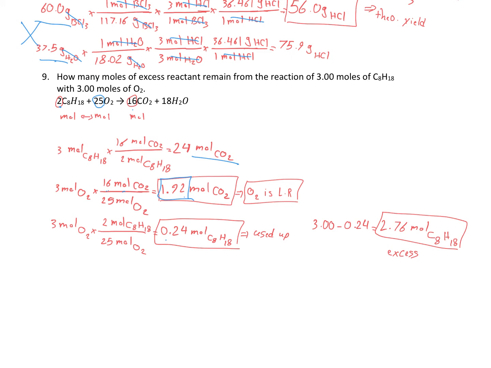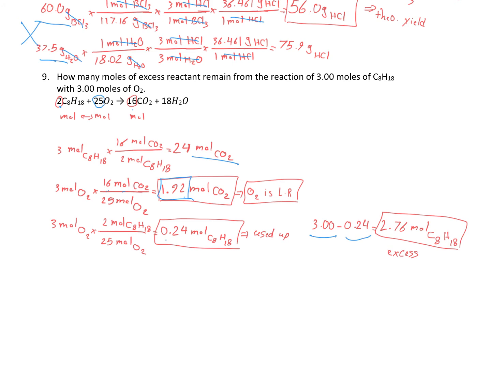Okay, so for 3 moles of oxygen, 0.24 mole of C8H18 is used up. So how much of the excess reagent remains? Initially you had 3 and you used up 0.24. So how much remains? You subtract these two, and 2.76 moles of C8H18 remains.